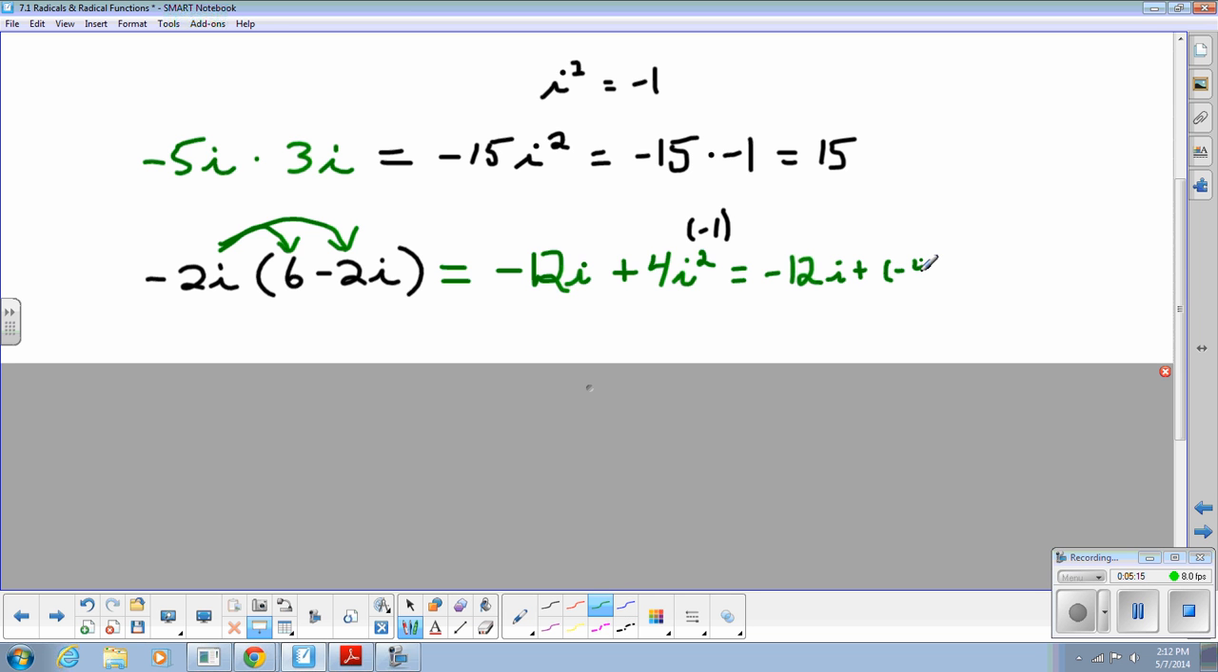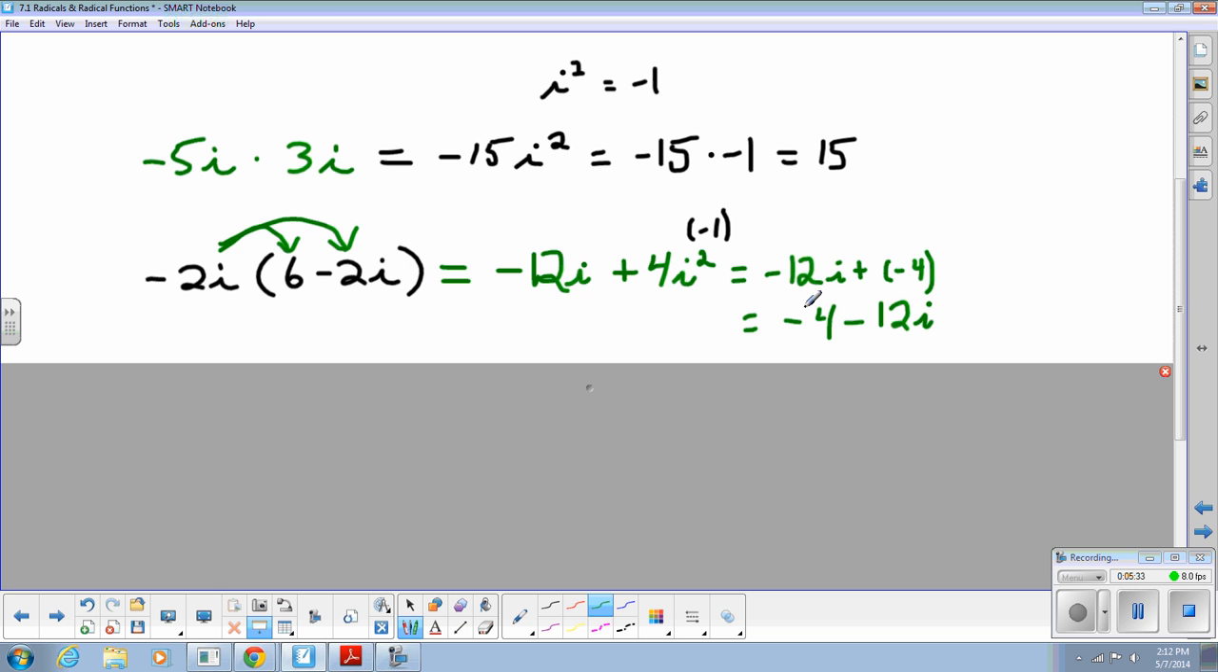Now I have not written this in a plus bi form, so I am going to have to rewrite it. And I will rewrite it like this, that I have negative 4 minus 12i. I always want my real number written first, imaginary number written second.